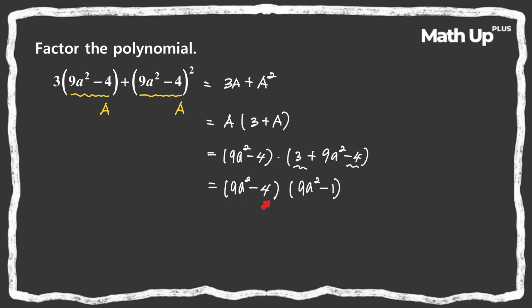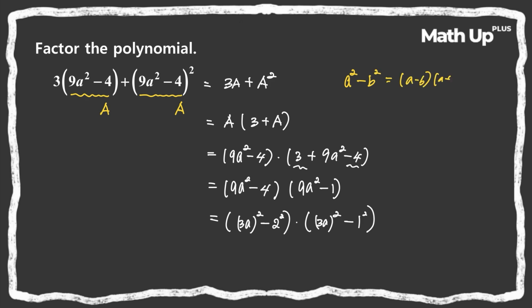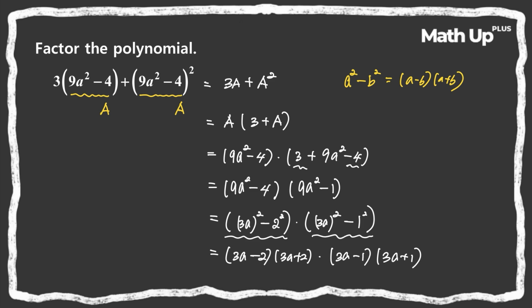If we look at each of these binomials, 9a squared can be written as the square of 3a, and 4 is 2 squared, 1 is 1 squared, right? So this expression can be written as (3a) squared minus 2 squared times (3a) squared minus 1 squared, right? Using this formula, a squared minus b squared is a minus b, a plus b, this is equal to 3a minus 2, 3a plus 2 from this expression times 3a minus 1 times 3a plus 1 from this expression, right? Now factoring is complete.